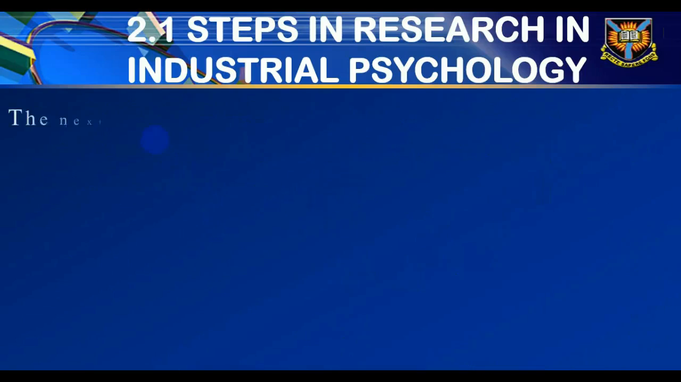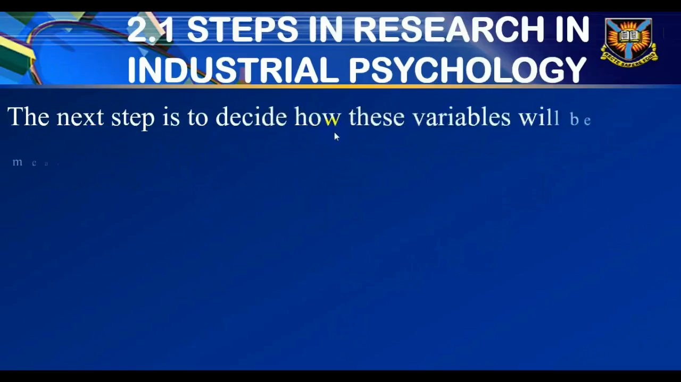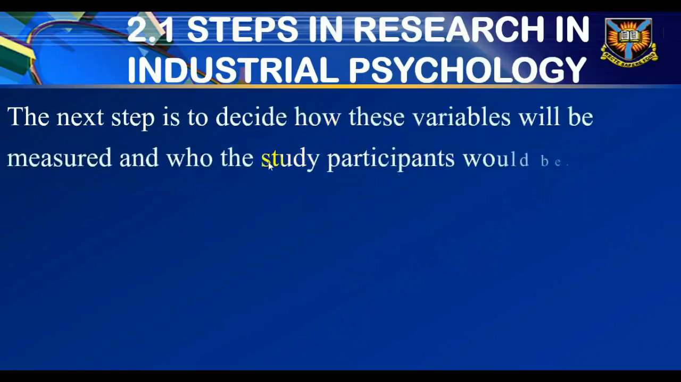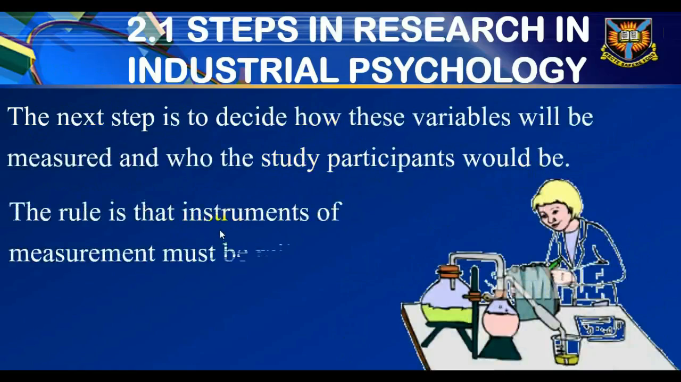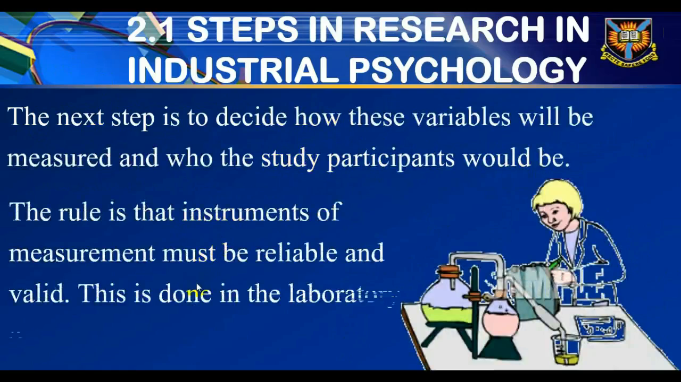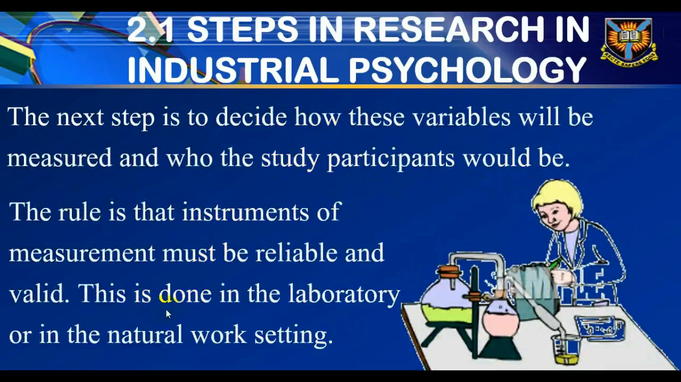The next step is to decide how these variables will be measured and who the study participants will be. The rule is that instruments of measurement must be reliable and valid. Subsequently, the researcher determines the study setting.